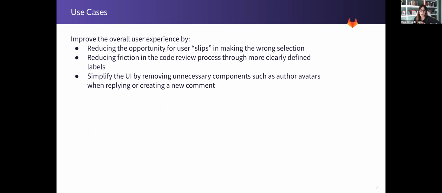We wanted to reduce that opportunity, and reduce friction in the code review process through more clearly defined button labels, start thread versus comment versus reply when replying. So we talked about ways to add clarity to that. And then simplifying the UI by removing unnecessary components, such as the author avatars when you're replying or creating a new comment.